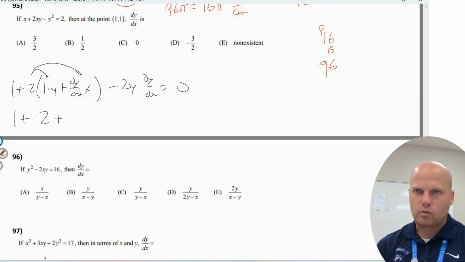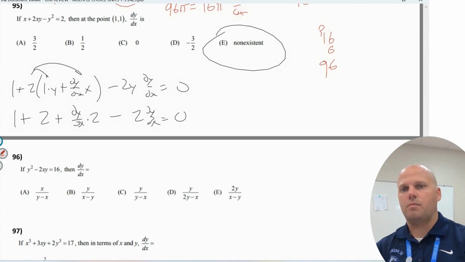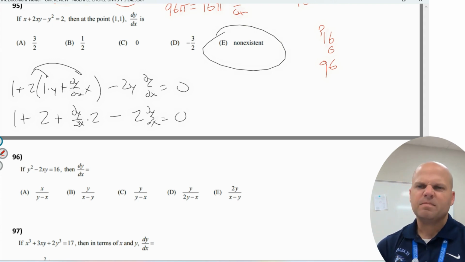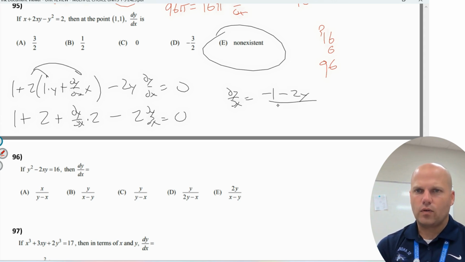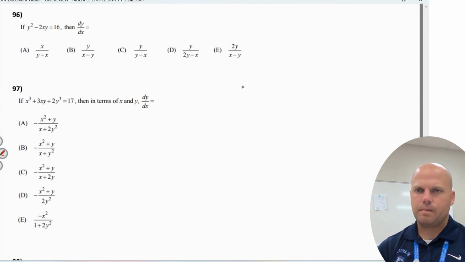So I have 2 times y plus dy/dx times 1 times 2. So that's 2 minus 2 dy/dx equals 0. This is non-existent because the dy/dx's go away. If you solve for dy/dx, you'd have minus 1 minus 2y over 2x minus 2y. And then you would have plugged in 1, 1, get a denominator that's equal to 0.